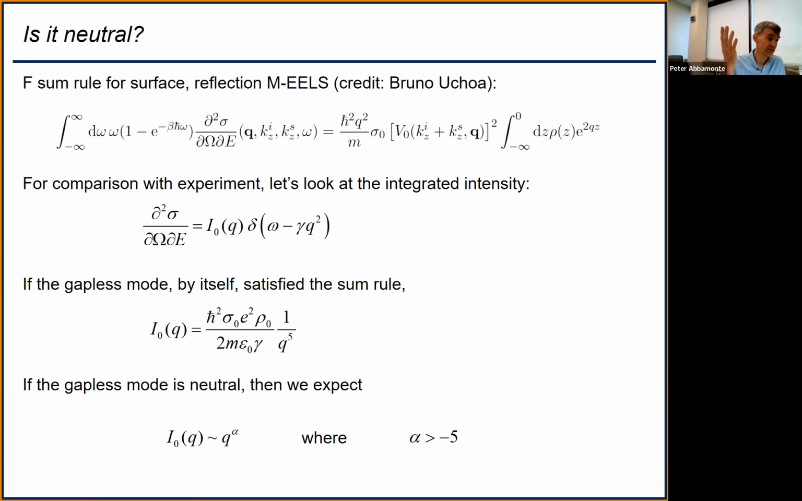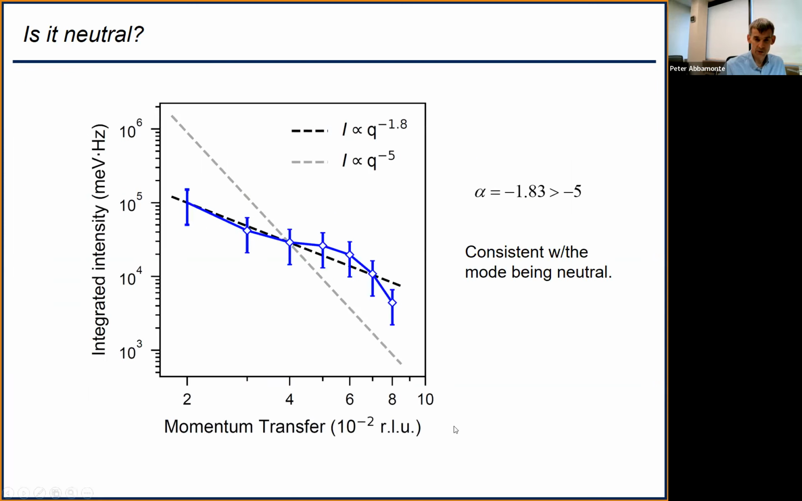If it's -5, then it's a null result. It means it's just a regular mode that for some reason we can't measure. It's actually probably gapped and we just can't measure it for some reason. If it's faster than this, meaning alpha is bigger than -5, then it's neutral. Neutral in the sense that it doesn't contribute to epsilon because it's a neutral mode. So here's the results. So this is log momentum transfer on this axis, log intensity on that axis. So if it's a power law, it should be a line.